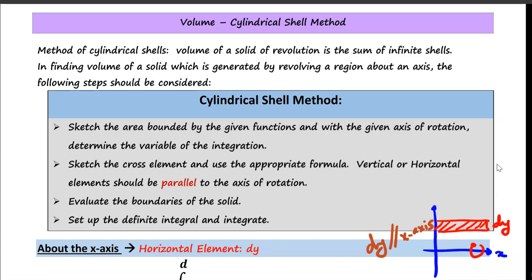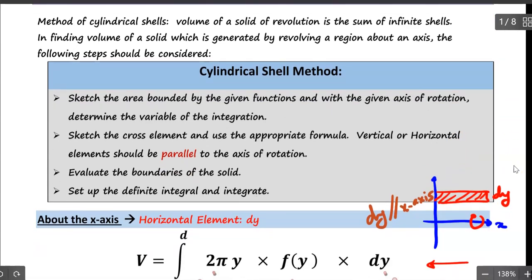If we are talking about the cylindrical shell method, then we need to talk about the sum of infinite shells. Because of the shape that we are working with, it's not like a cylinder or a shape that we have formulas for. We have varieties of shapes. Therefore, we need to work with functions. Since we are working with the area bounded by the function, and we revolve that area about the axis of rotation, we need to apply integration.